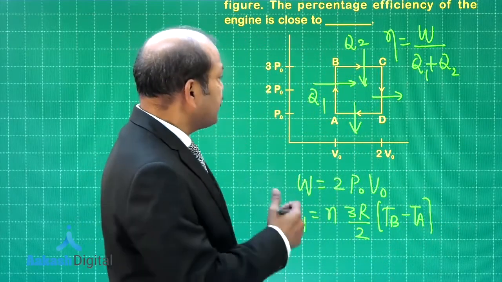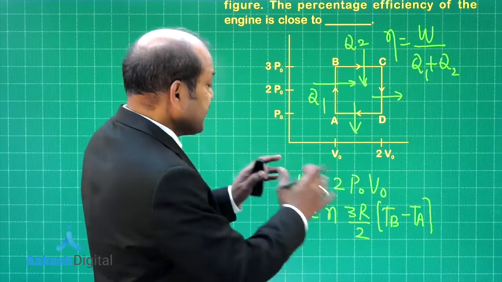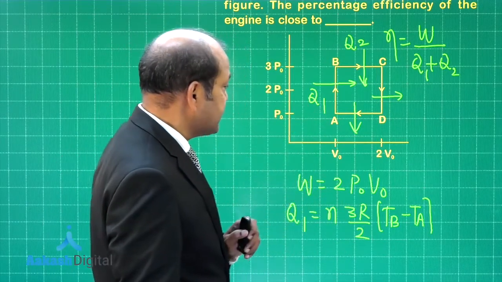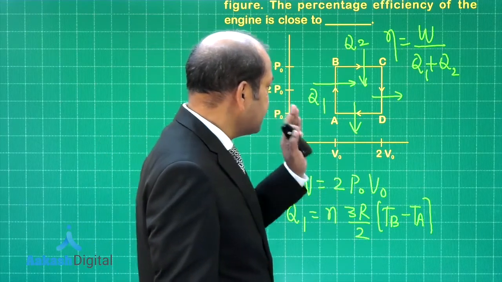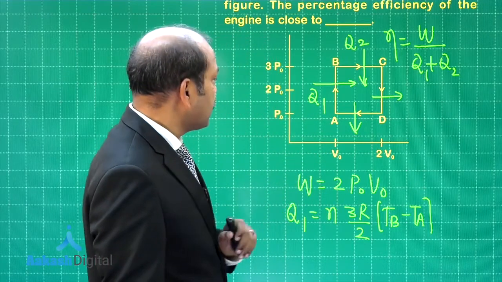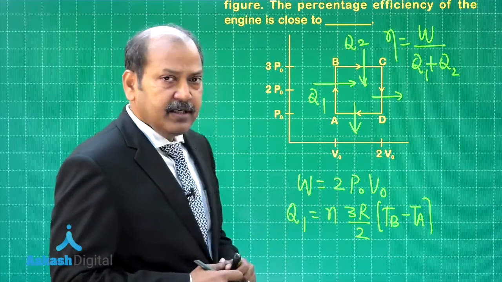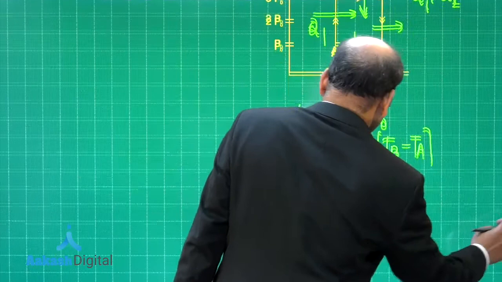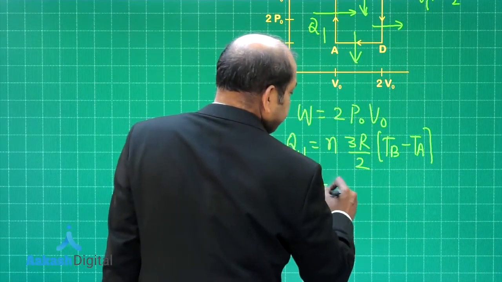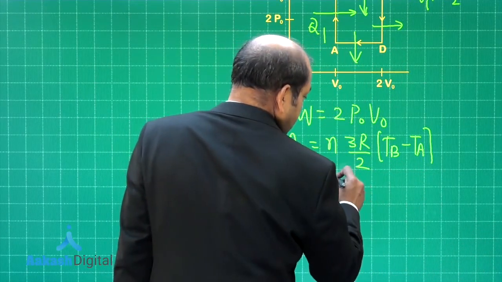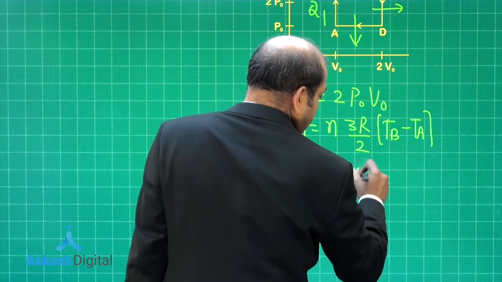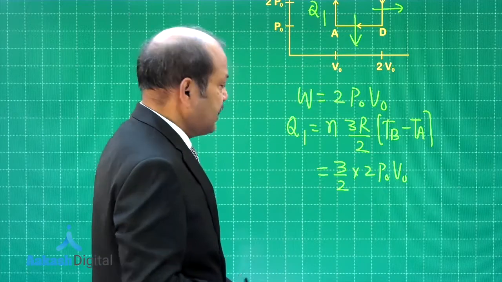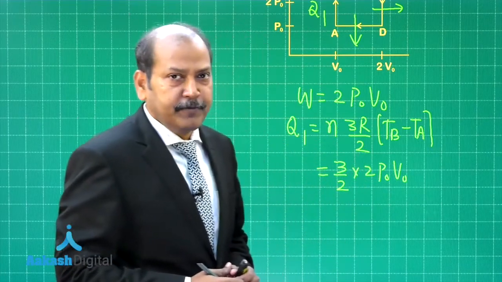In terms of P naught V naught, if we want to express this, then we see that P naught into V naught is in fact equal to nRTA, and 3 P naught V naught is nRTB. If we make that substitution, the expression for Q1 becomes 3 by 2 into 2 P naught V naught. That is the value of Q1. This is coming out as 3 P naught V naught.